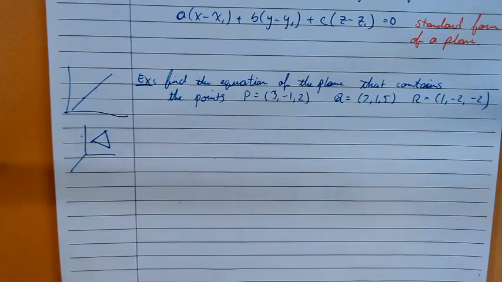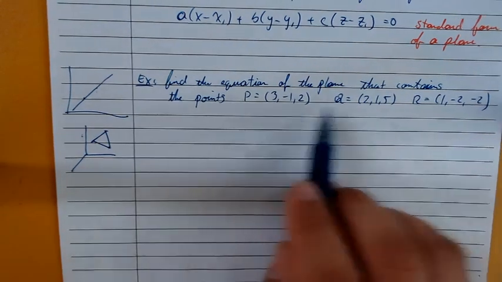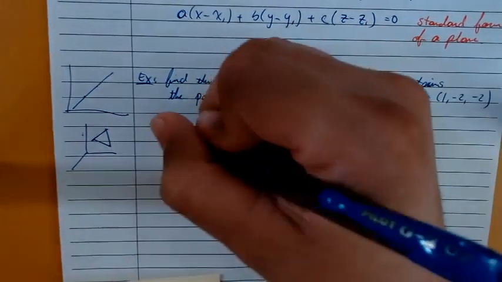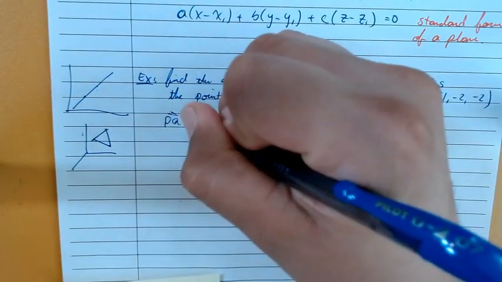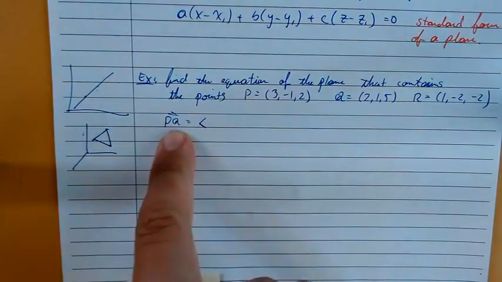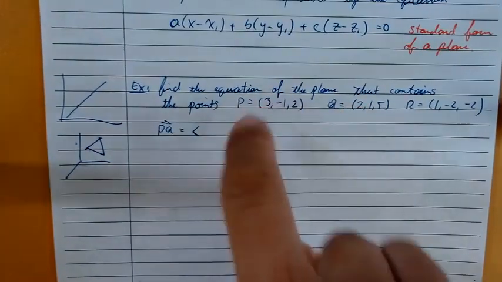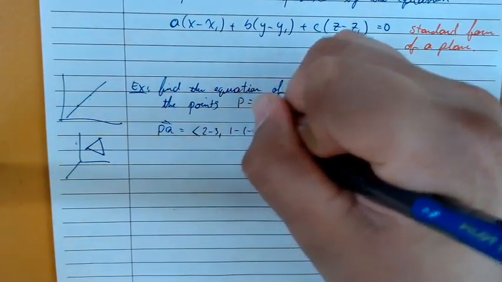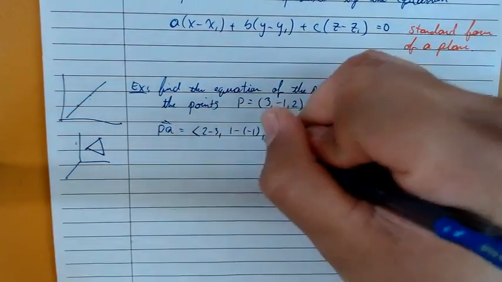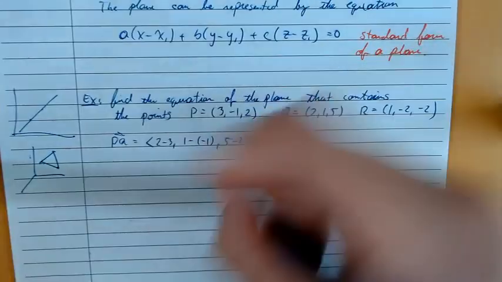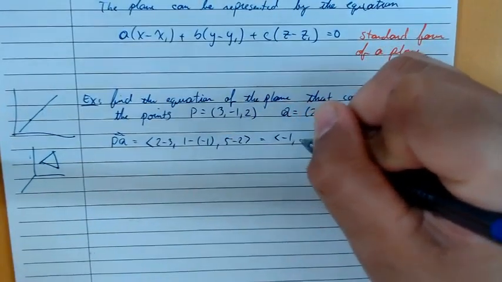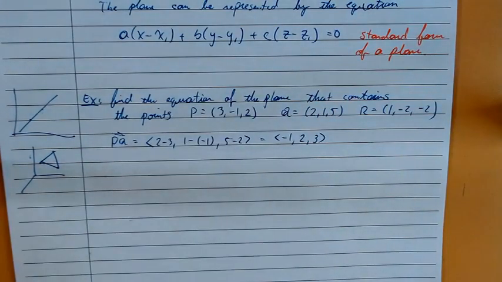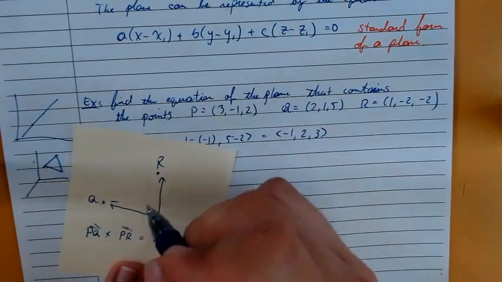All right, so here we go. We're going to go ahead and find the vectors from P to Q and from P to R. That's the easy part. We're just subtracting. Take your terminal point minus your initial point. So that'll be 2 minus 3, 1 minus -1, and 5 minus 2. So the vector PQ is going to be given by -1, 2, 3. Then we're going to go and find the vector PR.